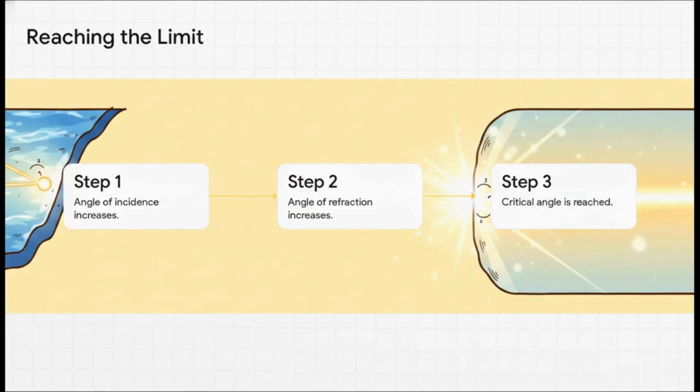As we increase that input angle, step 2 happens. The angle of refraction also increases. The escaping light bends further and further away from its original path, getting closer and closer to just skimming the surface. And then, eventually, we hit step 3.